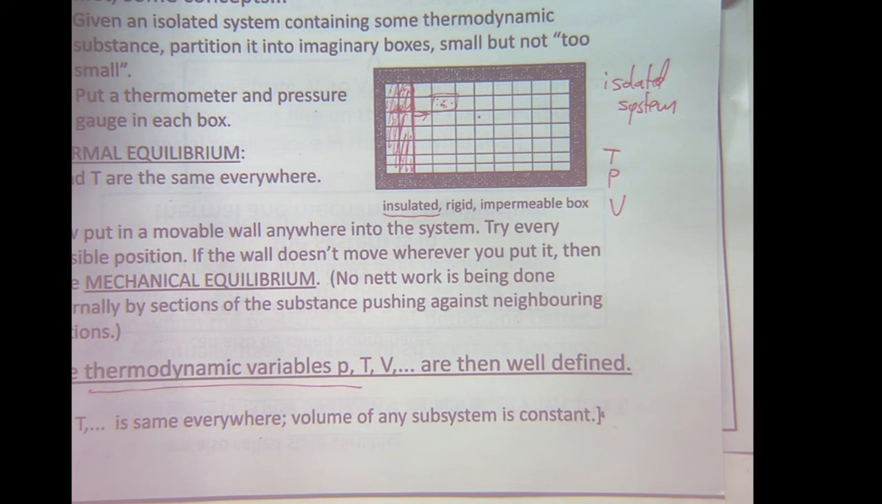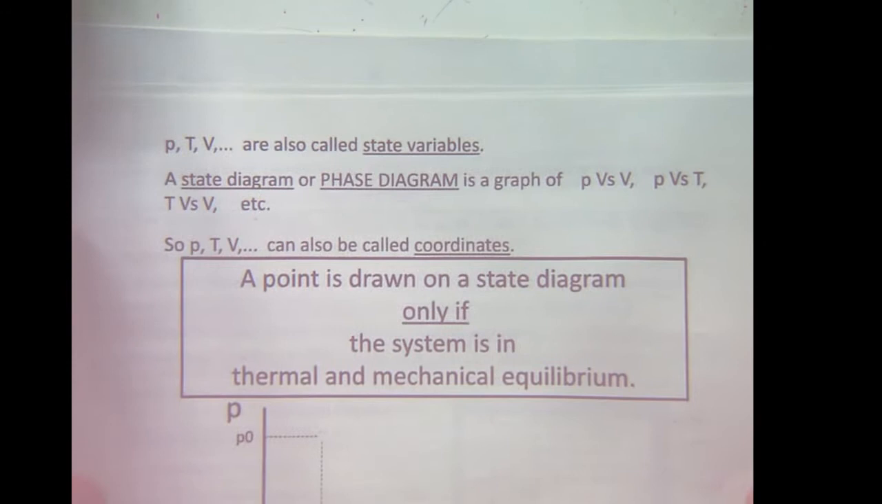This is the starting point. Obviously, in fluid mechanics and so on, you learn about local pressure, local temperature, local volume, all this. But you start here. P, T, and V are also called state variables.